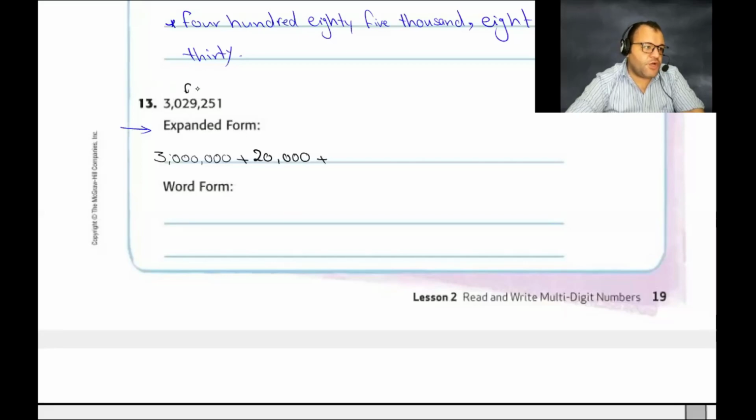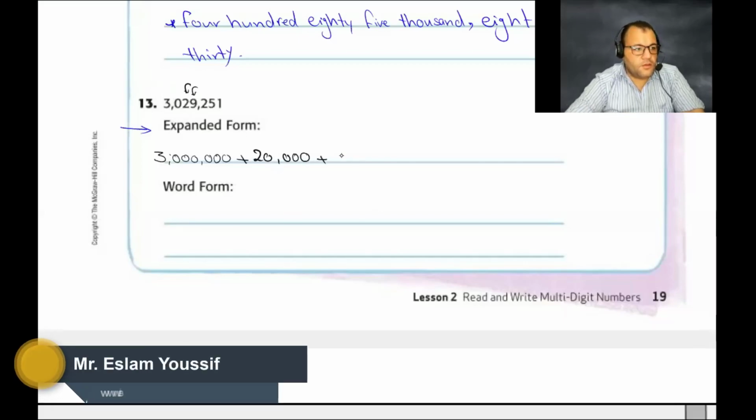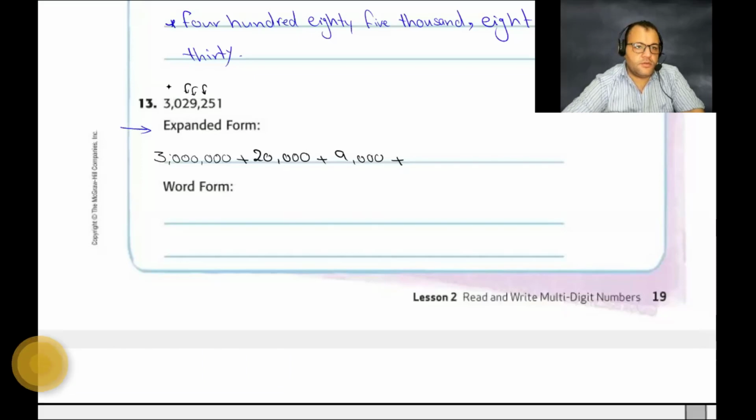What is the value of 9 after that? 9,000. Plus the next one, 200. Plus 50. Plus 1.